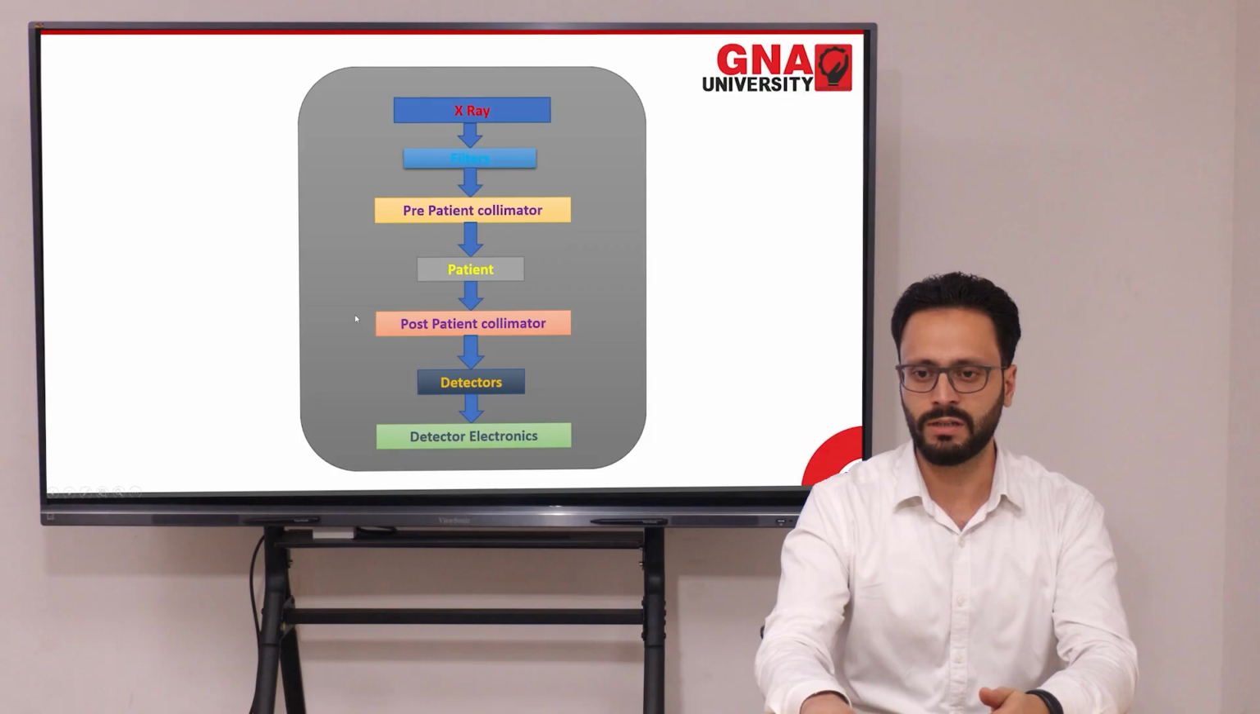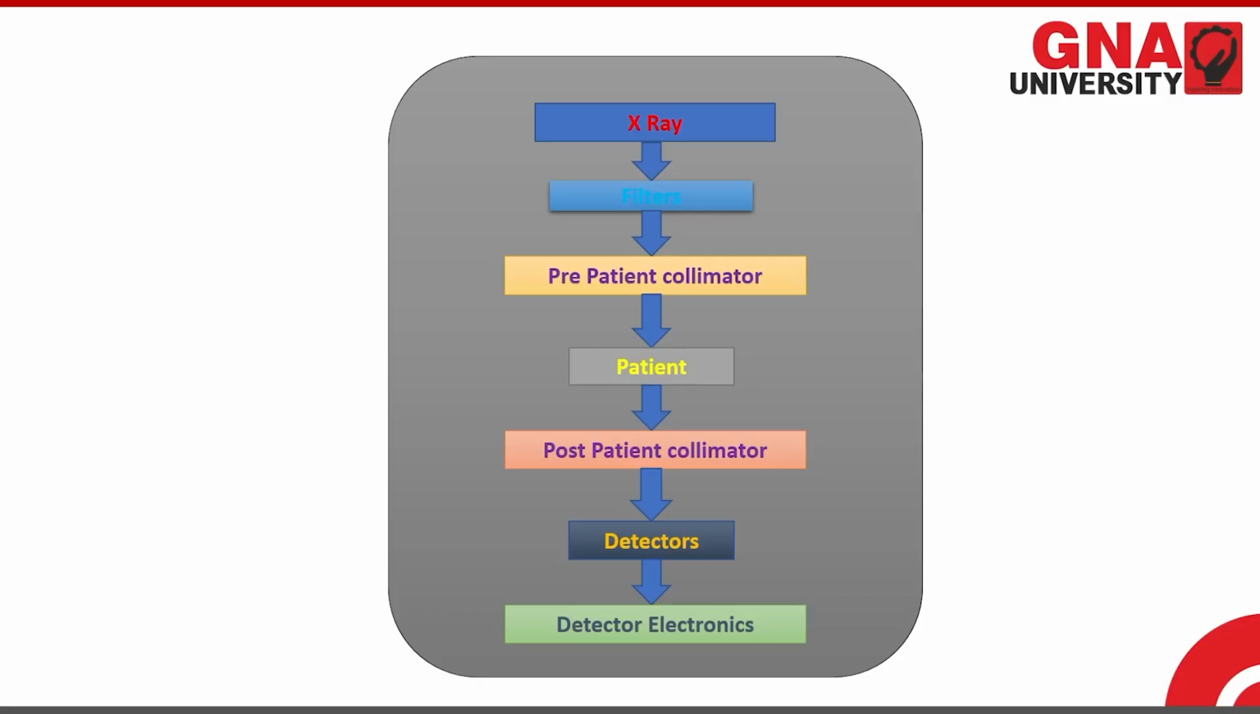Now, let's try to understand the workflow that happens in the imaging system. As you are able to see on the screen, the first component is the X-ray tube, which produces the X-rays. Then there are the spatializer filters. Most commonly, we use bow-tie type filters, which filter the X-ray beam. Then there is the pre-patient collimator. The pre-patient collimator shapes the X-ray beam according to the slice thickness.